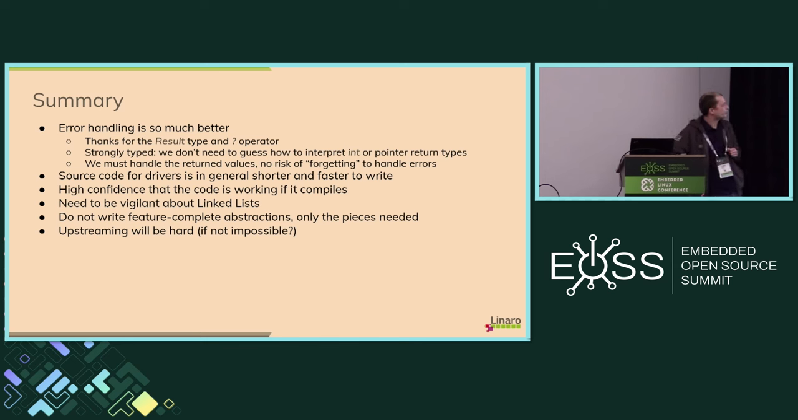As I mentioned earlier, you need to be very vigilant when you handle linked lists. And one of the mistakes that I made was for the regulator abstraction. I wrote the full abstraction of every method, everything. But later on, I realized that I cannot merge things that are not used. My driver was only using 5 of these 8 functions, and basically 90% was not tested and would never be able to get merged. So I wasted so much time writing code that cannot be upstreamed.